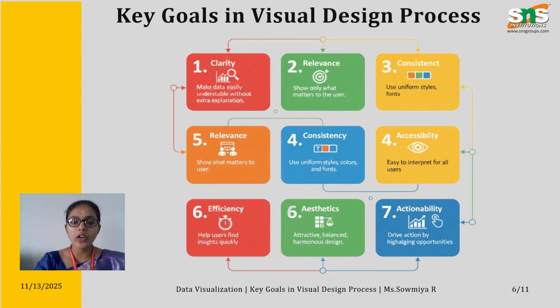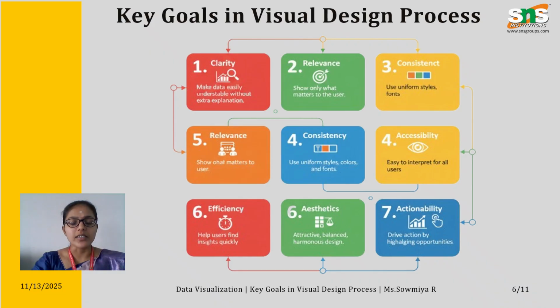Now, let's focus on the heart of this topic, the key goals of the visual design process. These goals guide every decision we make when designing the dashboards. Let's see one by one. Clarity. Information should be instantly understandable to the users. Avoid clutter. That is, make each element serve a clear purpose. Then consistency. Use uniform fonts, colors, and spacing so users feel familiar and comfortable. Then focus and hierarchy. Highlight the most important insights first using size, position, color or contrast.